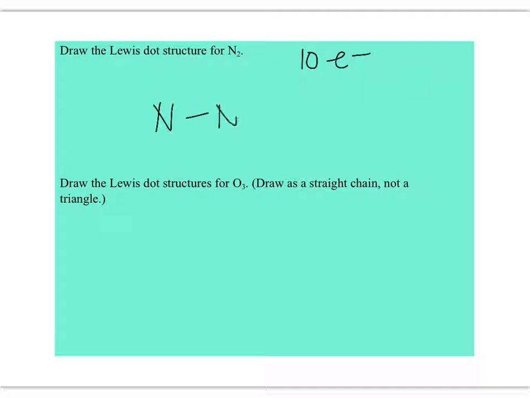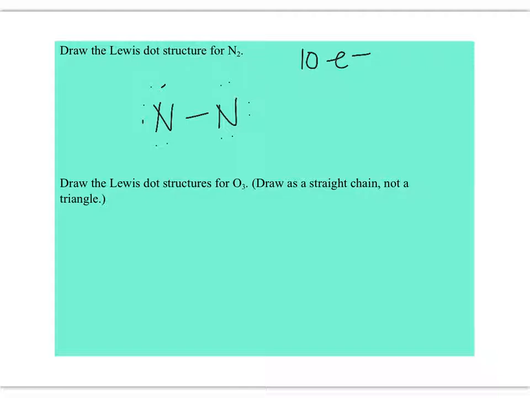We'll draw the Lewis dot structure as we would normally with a single bond and giving each nitrogen its octet. If you add this up, though, this is 14 valence electrons. It's too many. We can only have 10. So we need to modify our structure.